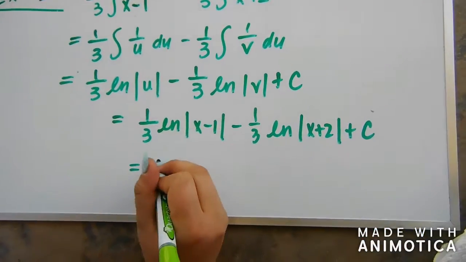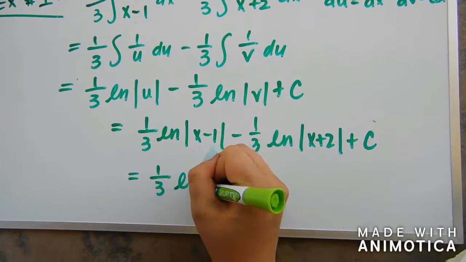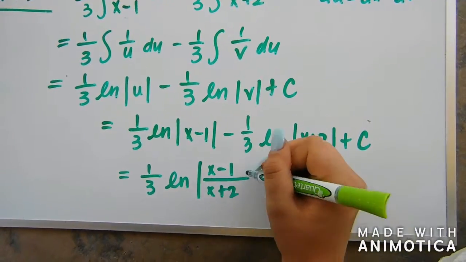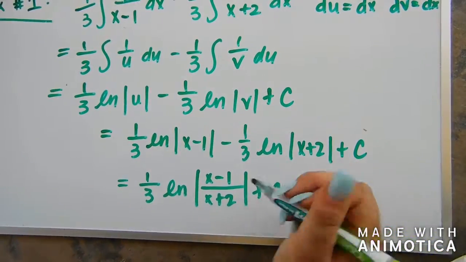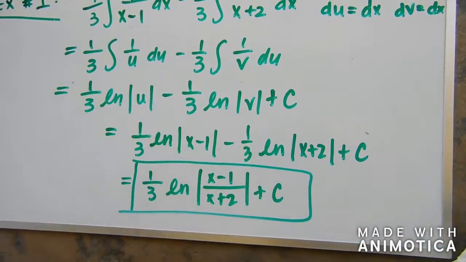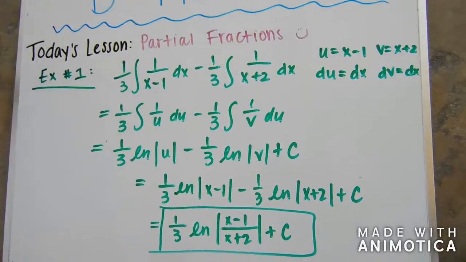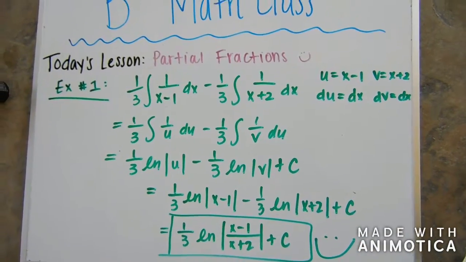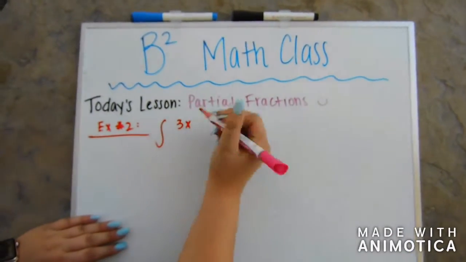And then you go ahead and you can simplify that further by using the natural log properties and pretty much writing it as division since it's subtraction. So then you end up with 1/3 ln absolute value of (x minus 1) over (x plus 2) plus C. And then that would be the end of the first example.